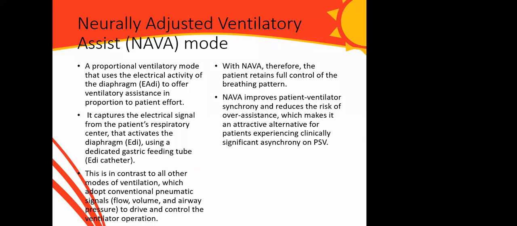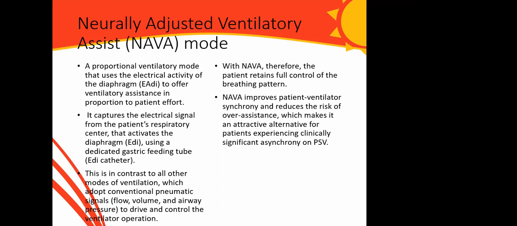Don't forget that the respiratory center sends signals to the diaphragm, and that's what causes the ventilation mechanisms that you see. But in this mode, you pass a dedicated gastric feeding tube on the diaphragm. So it captures the electric signal from the patient's respiratory center, which normally activates the diaphragm. And this is how it helps to assist the patient, to provide ventilatory support.